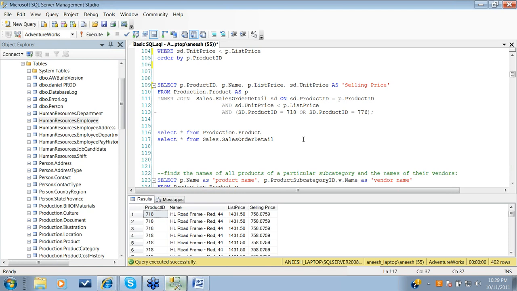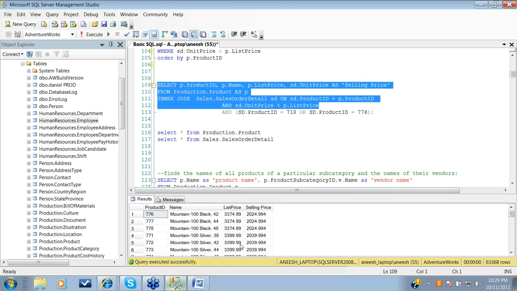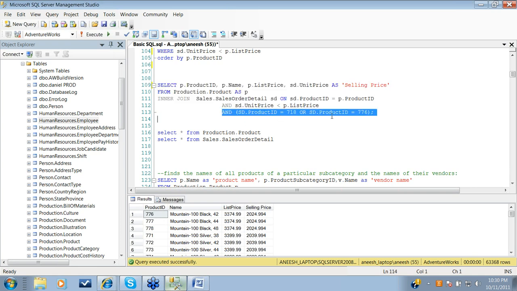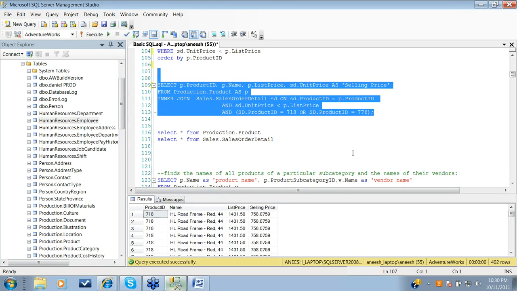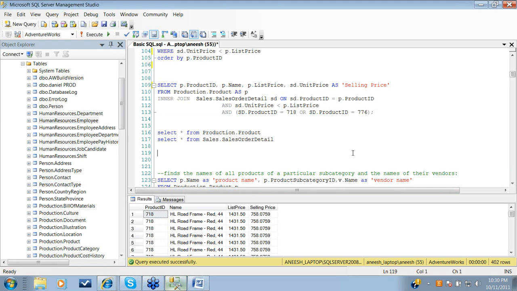All right. So another requirement. This requirement remains the same, but I want to do it specifically for two products, product ID 718 and product ID 776. I want to see those transactions where the products are sold for less than the listing price. Based on this particular SQL statement, I will get all the records, all the products with a selling price less than the list price. But if you want to be very specific about particular products, you need to add one more condition: AND, in brackets, product ID equals 718 or product ID equals 776. If you execute this, it will only show products 718 or 776 which have been sold for a lesser price than the list price.